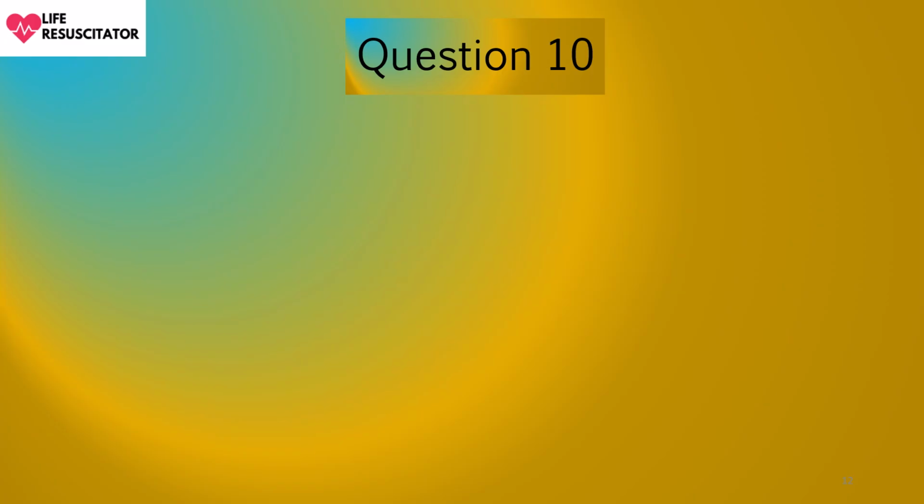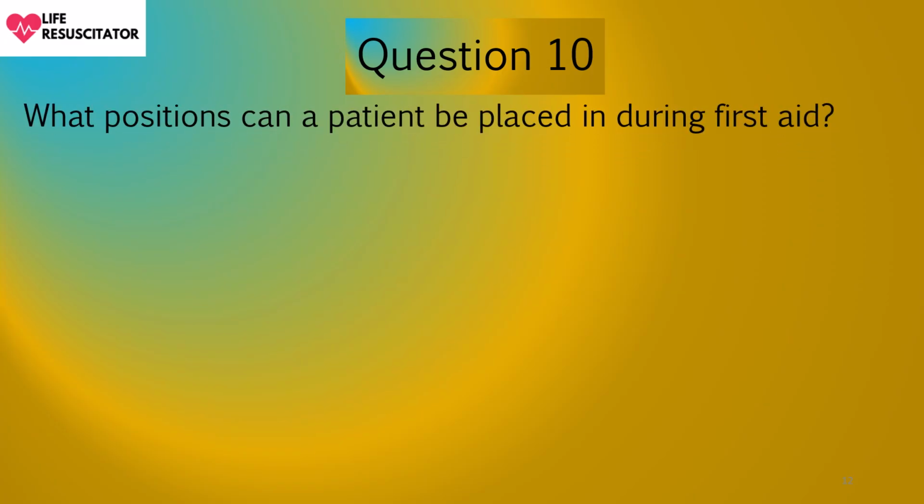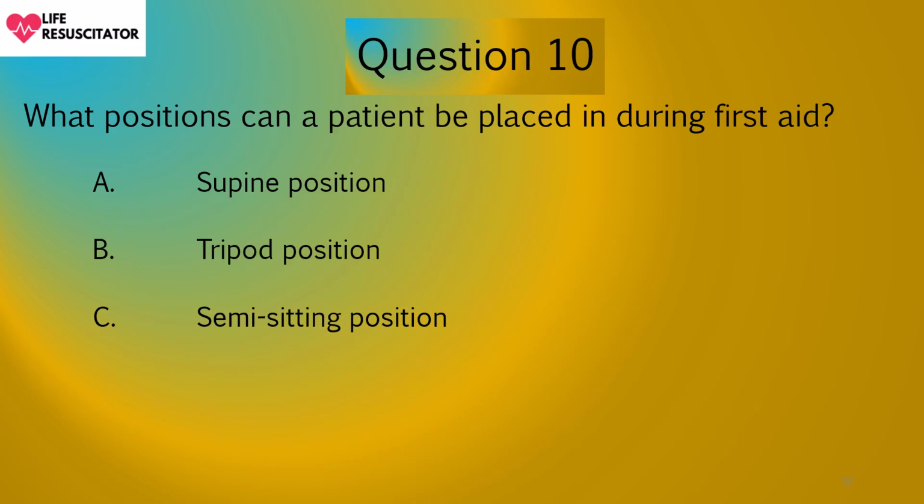Question 10. What positions can a patient be placed in during first aid? A, supine position. B, tripod position. C, semi-sitting position. D, all the above.